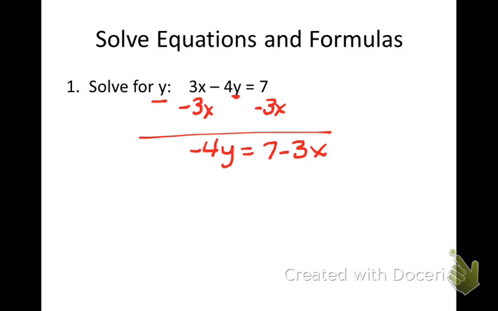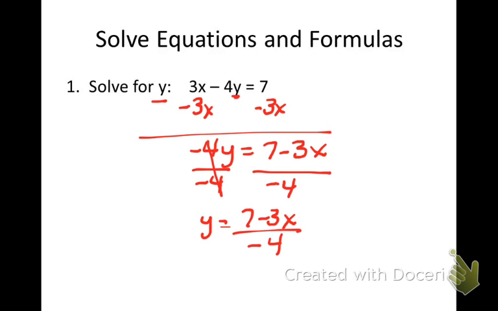Now again, is the y by itself? No, so I need to divide both sides by negative 4. These cancel, leaving me y, and I have 7 minus 3x all over negative 4, because negative 4 does not go into either one of those. If it did go into them, I would go ahead and divide them. Now a lot of times we don't like to leave a negative sign on the bottom, so I'm going to divide everything by negative 1, or multiply by negative 1, which makes my top negative 7 plus 3x, and gives me a positive 4 on the bottom. So that would be my final answer, solving for y.